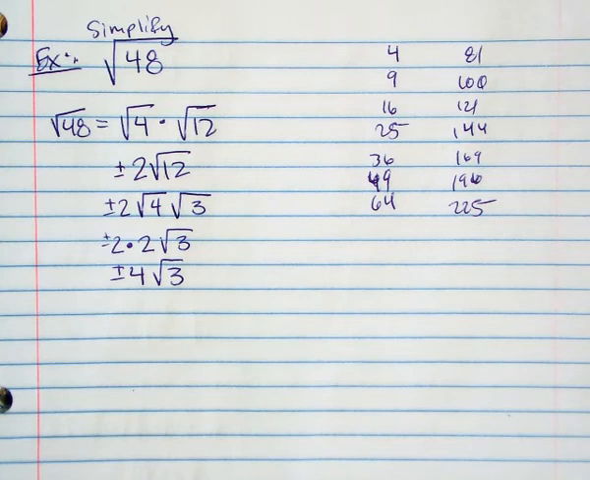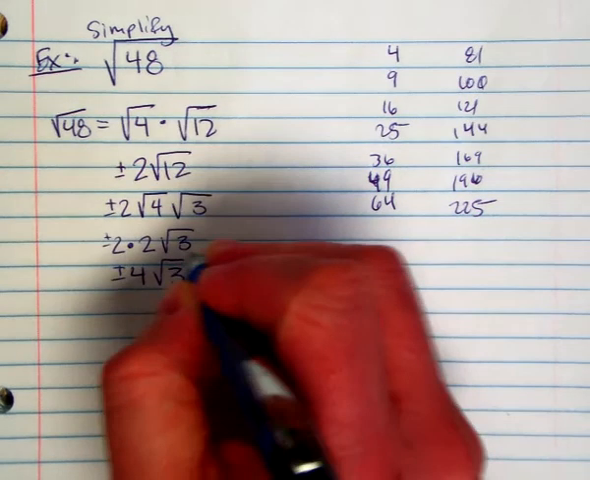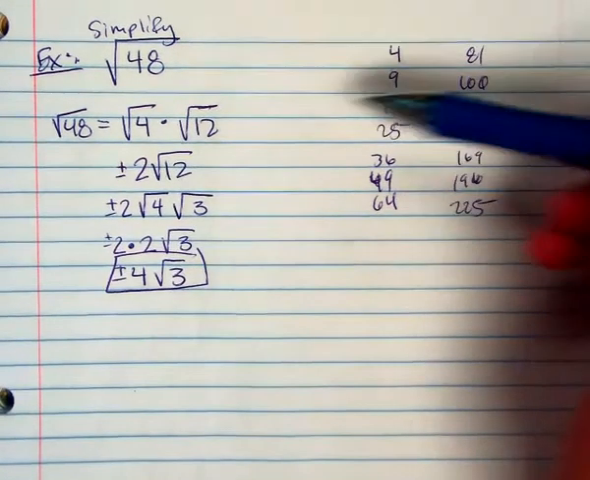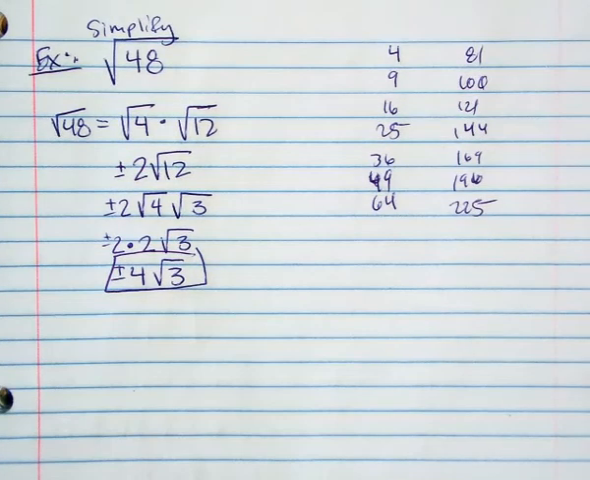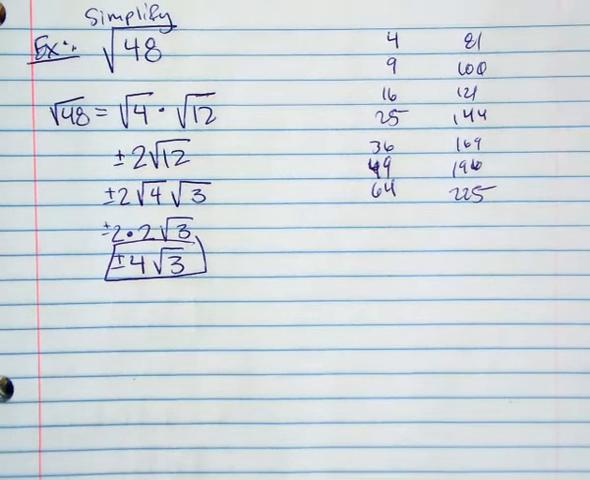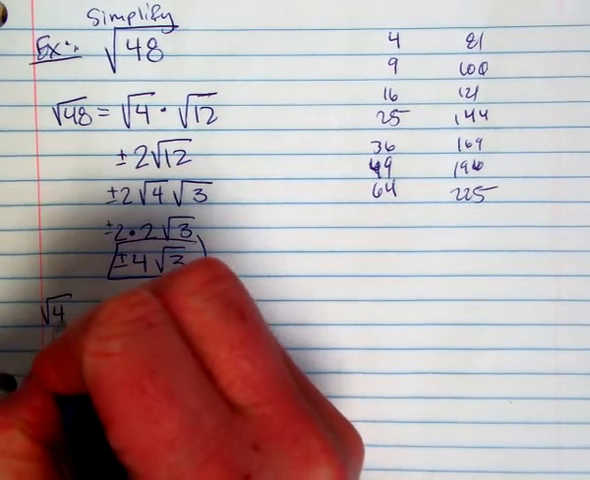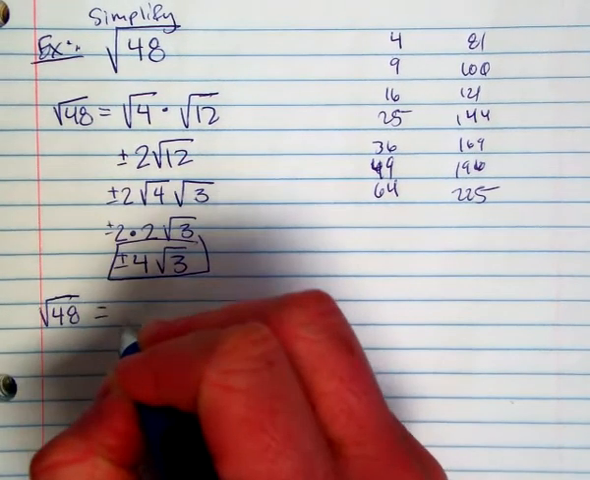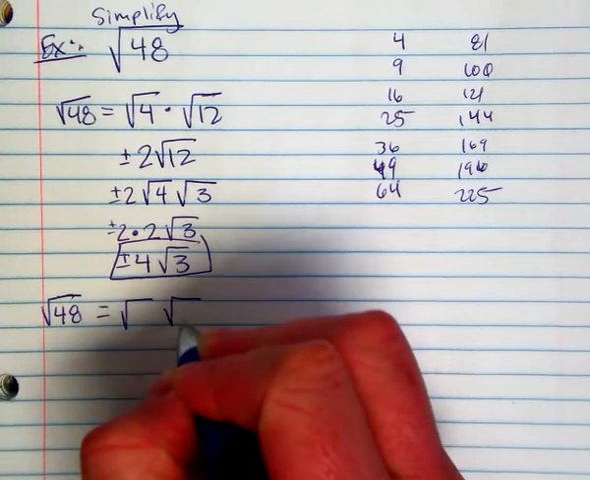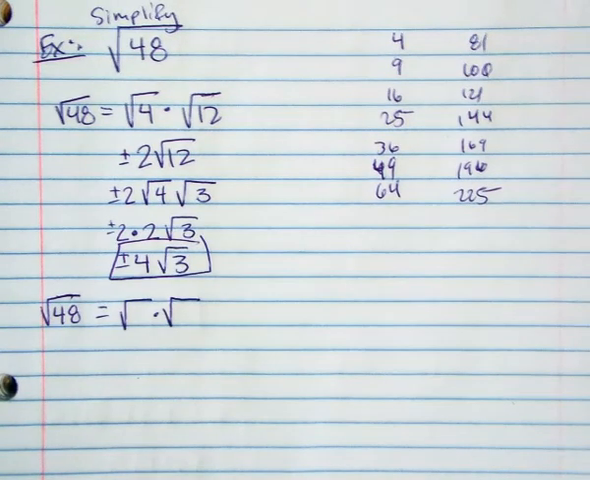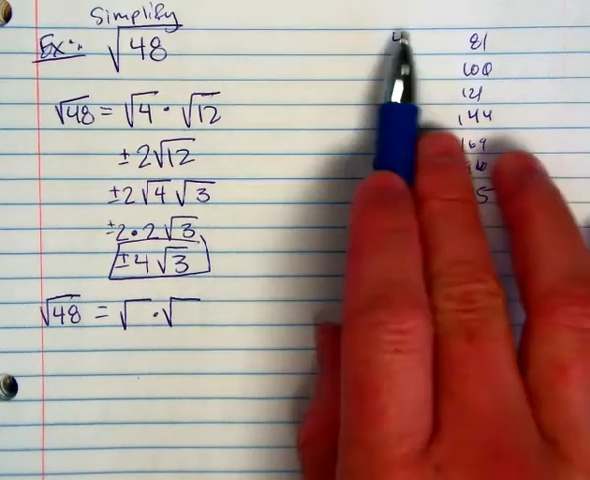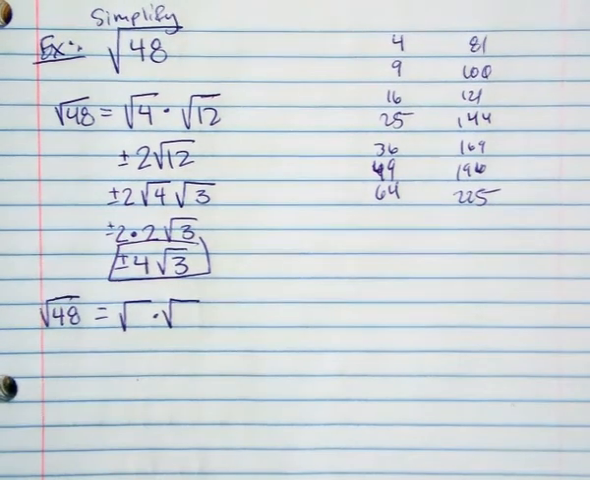I want to point something out before we do the next part. This took us 1, 2, 3, 4, 5 steps. We could have done it much quicker. There is another way to make 48 that goes a lot faster. Someone raise your hand if you can tell me another way to make 48 that uses one of the numbers in my list. Zeke?